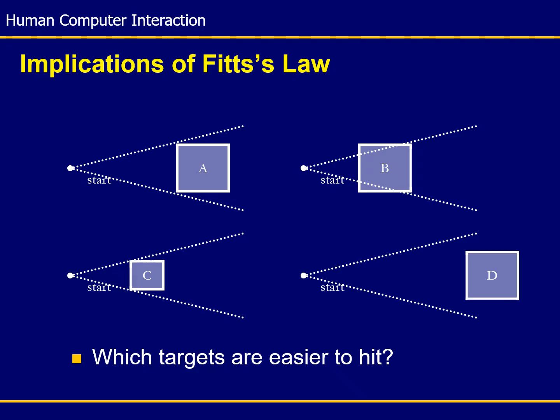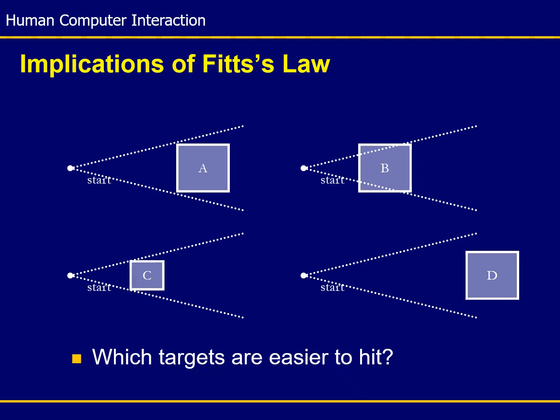To speed up target acquisition time, there are two things you can do, and that's pretty much all you can do. Either you decrease the distance to the target, or you make the target bigger. And obviously the third case is you do both. So if you look at these four and I ask you which is going to be faster to hit, obviously the second one from the top looks like it's going to be faster, because the target is big and the distance to the starting point is small.